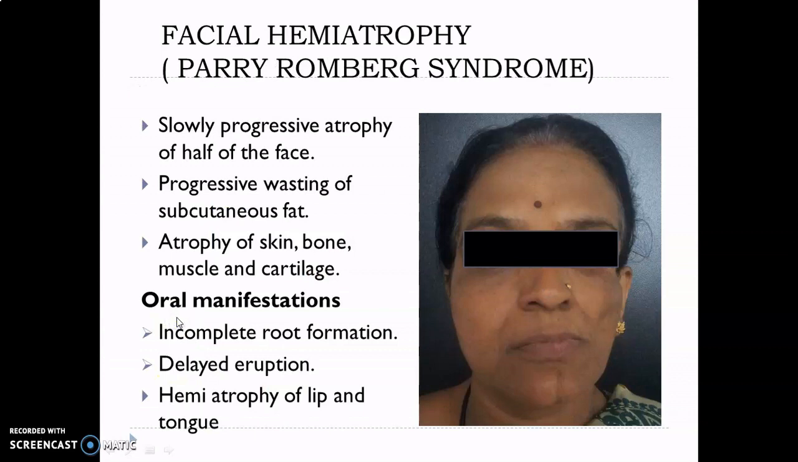The next anomaly is known as facial hemiatrophy, or atrophy of one side of the face. This is also known as Parry-Romberg syndrome. There is slowly progressive atrophy of half of the face. This is the affected side in this image. There is progressive wasting of subcutaneous fat, which you can observe in this image. There is atrophy of skin, bone, muscle and underlying cartilages. As for oral manifestations, there will be incomplete root formation, delayed eruption, and hemiatrophy of the lip and tongue.